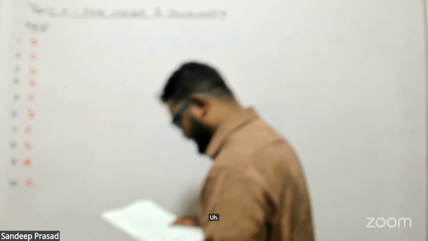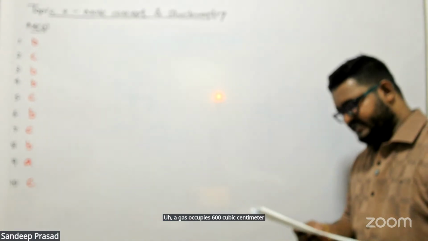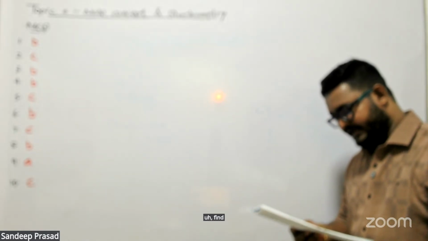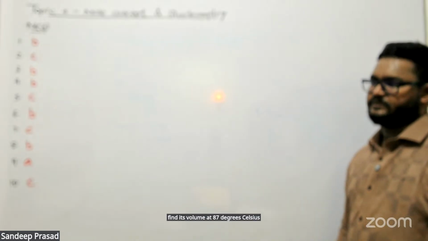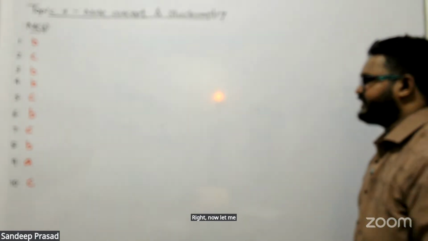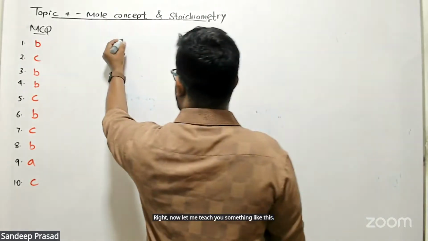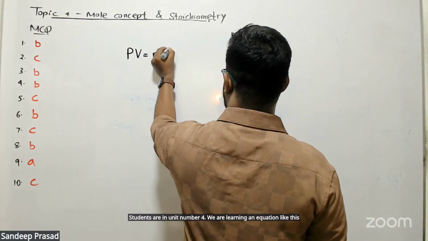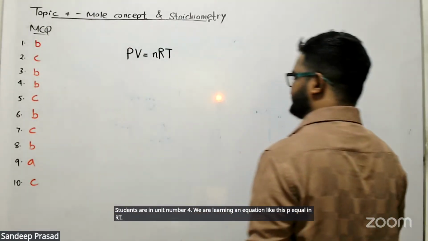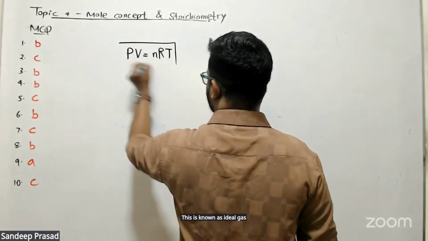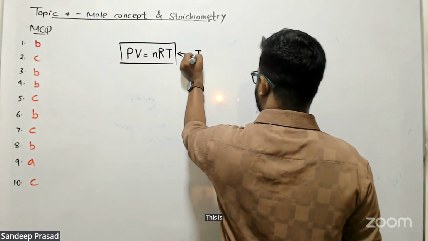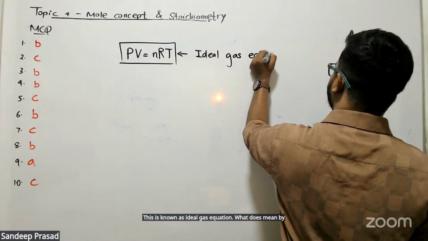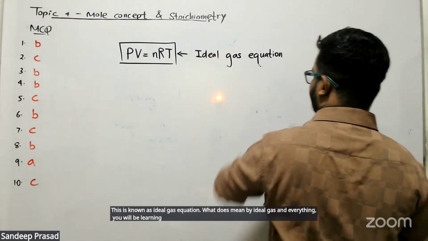A gas occupies 600 cubic centimeter at 27 degrees Celsius at 180 mm. Find its volume at 87 degrees Celsius if pressure is constant. Right. Now let me teach you something like this. Students, in unit number 4, we are learning an equation like this: PV equals nRT. This is known as the ideal gas equation. What does ideal gas mean and everything? You will be learning that under unit number 4.